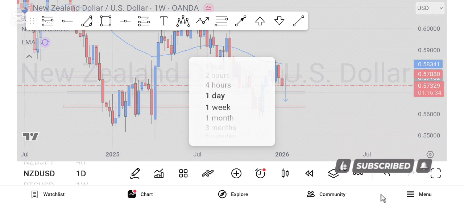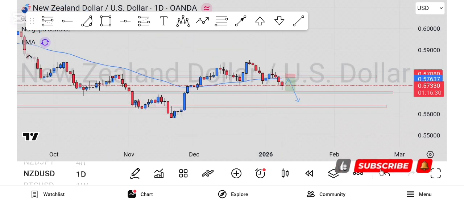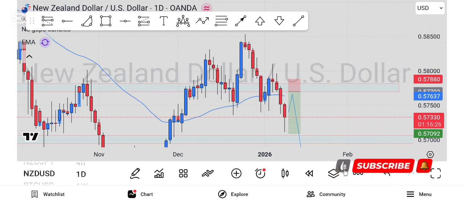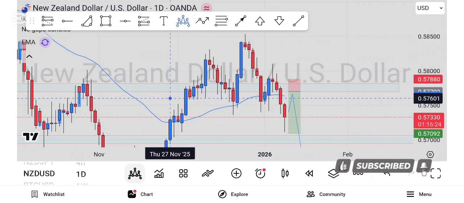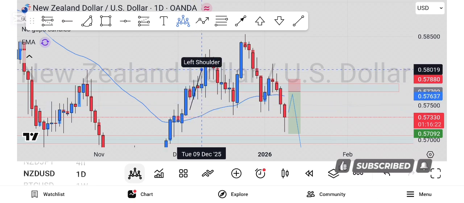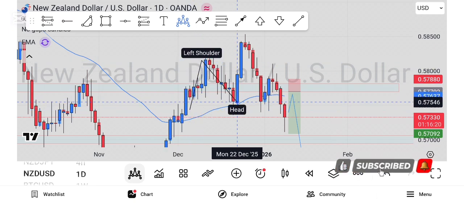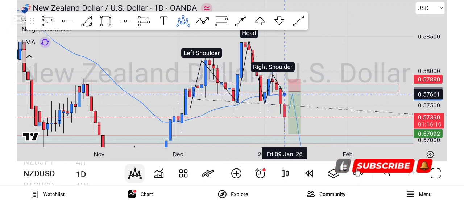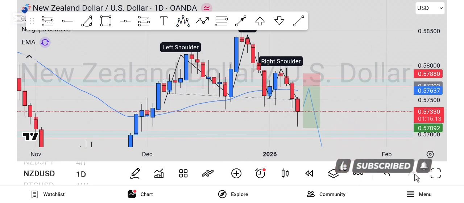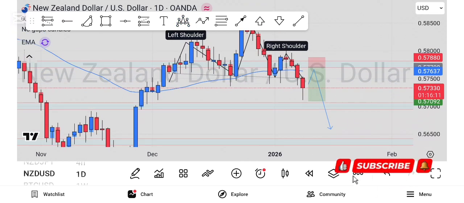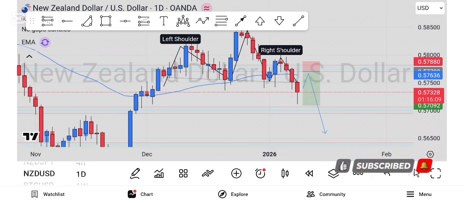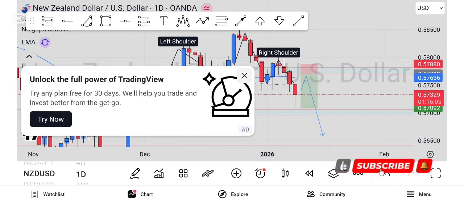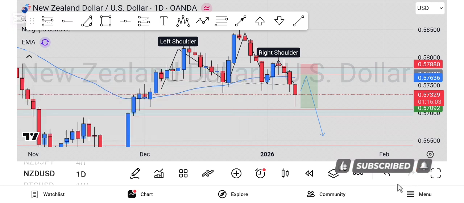On the daily too, we also have a break, and we have a clear head and shoulder pattern on the 1 day. Left shoulder, head, and right shoulder. So we will be expecting a retracement and then more sells on NZD USD.